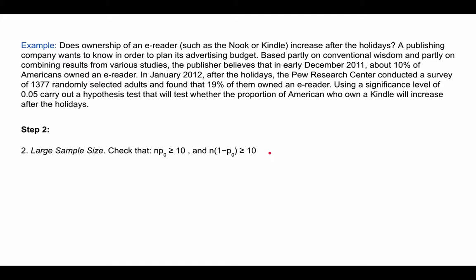For large sample size, you are always going to be checking that n times p naught is bigger than or equal to 10, and n times 1 minus p naught is bigger than or equal to 10. So both of these have to be bigger than or equal to 10. The important thing is that you plug the right numbers in here. Our n is the number of randomly selected people, the sample size. And p naught is your null hypothesis proportion, the typical no-change guess.